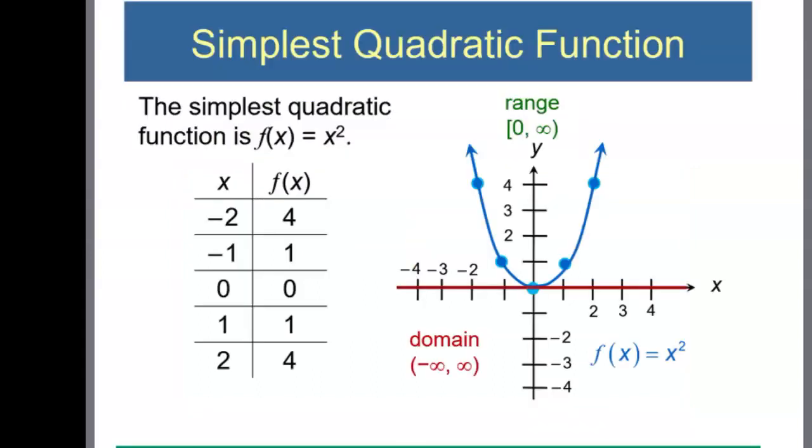The most basic quadratic function would be f of x equals x squared. If you were to make a table of points and plot them, you would get this graph, which is the graph of a parabola. The domain of that graph is negative infinity to infinity, and the range is 0, infinity.